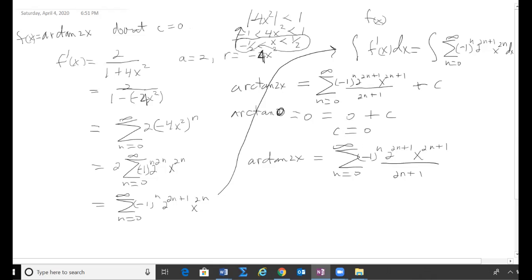That means we need to check these endpoints, because remember, integration usually brings about addition of endpoints, one or more, sometimes both. So we have to start with that. Let's check the endpoints. Check -1/2. We'll check that one first. So that would give us this series: -1 to the n, 2 to the n plus 1, and we would have a -1/2 to the 2n plus 1 over 2n plus 1.